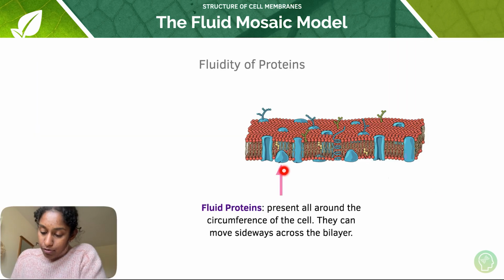So these are our fluid proteins. They're present all around the circumference of the cell, and they can move sideways across the bilayer.